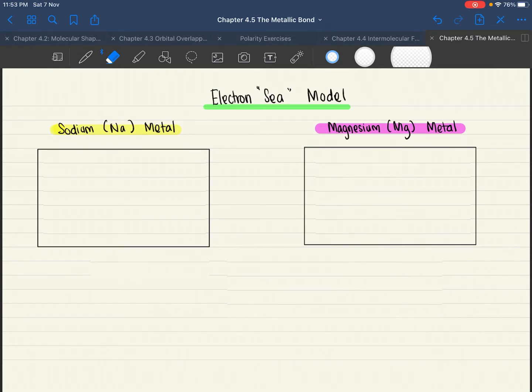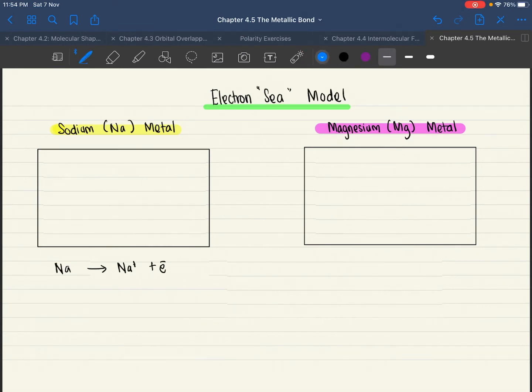Okay, so for this one, the first Electron Sea Model yang kita nak draw adalah sodium metal. Okay, so sodium metal Na, dia akan jadi Na plus. Sebab apa jadi Na plus? Sebab this sodium metal release one electron. Okay, so kalau untuk drawing electron sea model, minimum you have to draw 6 sodium metal ion. Okay, minimum 6 lah. So kalau more than 6, okay, tak ada masalah.